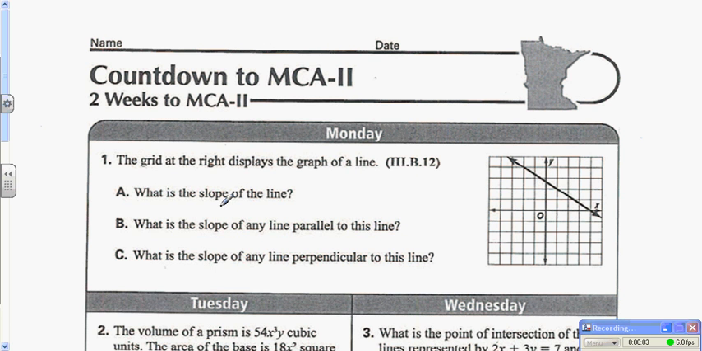This is week 9 how-to video, and we are looking at number 1. The grid at the right displays the graph of a line. What is the slope? To find slope, we need to find where the line crosses the crosshairs of our graph.